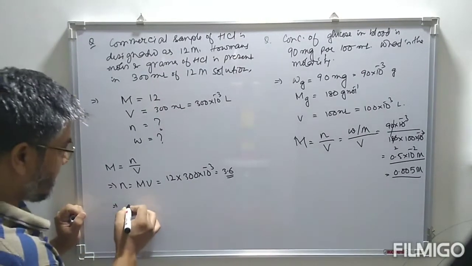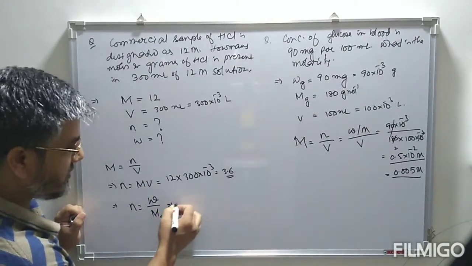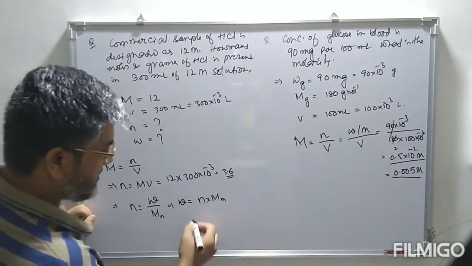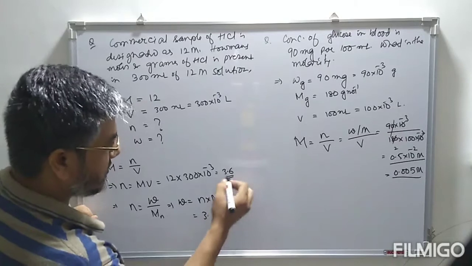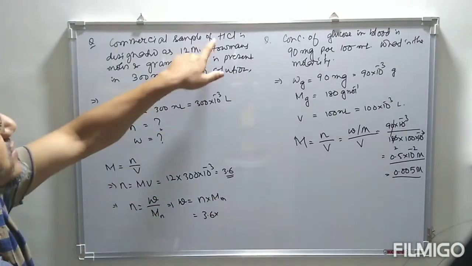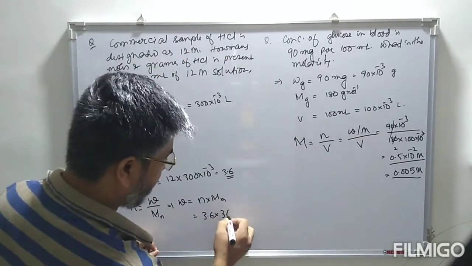Now look at this. The number of moles is defined as mass by molar mass. Therefore mass is equal to number of moles into molar mass. Number of moles is 3.6. Molar mass of HCl: hydrogen is 1, Cl is 35.5, that is 36.5.